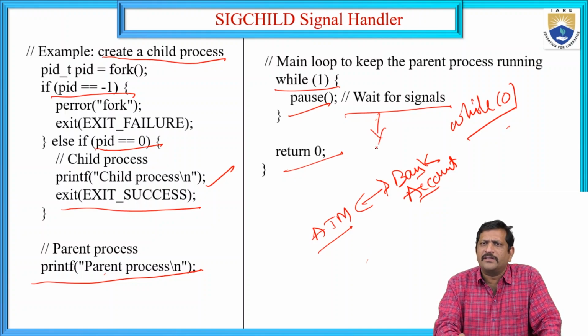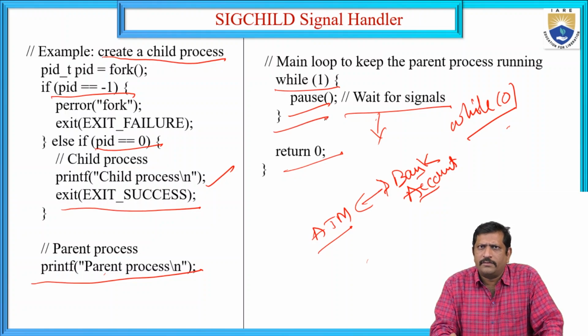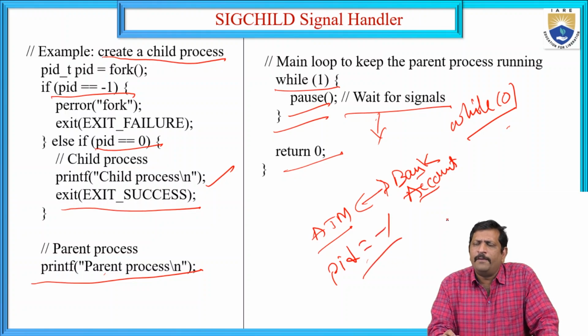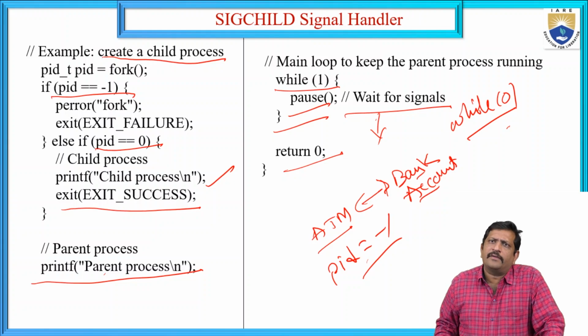Until the bank gives the signal, the process will simply be paused. Fail the process. If the process fails, it means the process ID is equal to -1. If pid is equal to -1, here the process fails. That means no response was received from the bank, which it indicates.